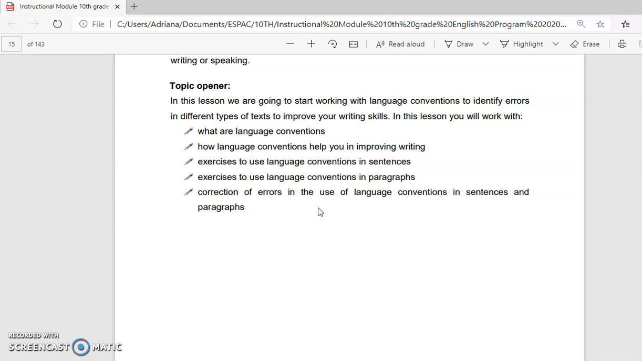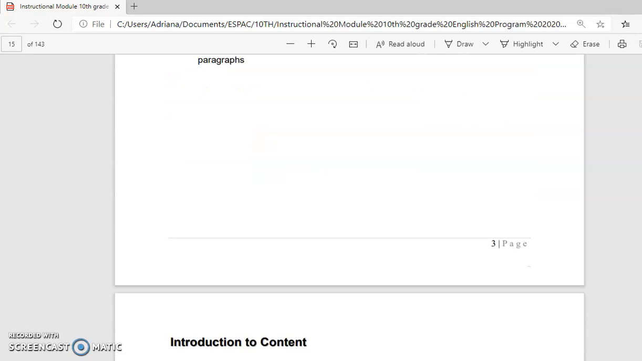So, those are language conventions, okay? The set of rules, las reglas del lenguaje escrito.